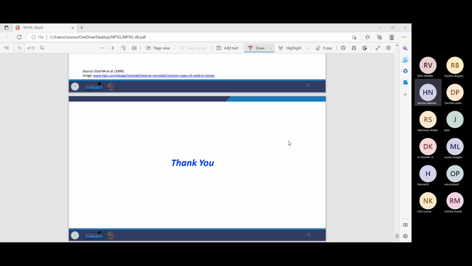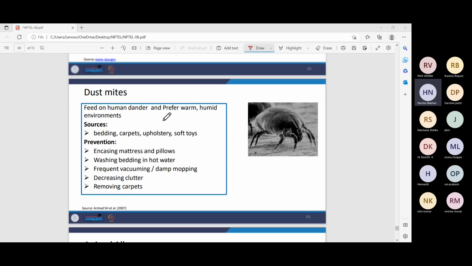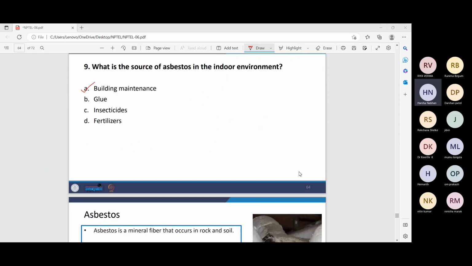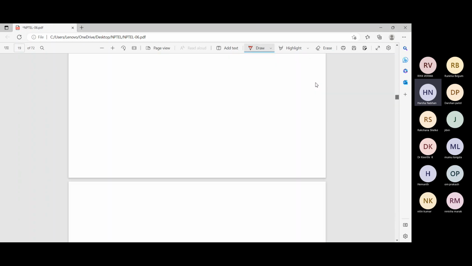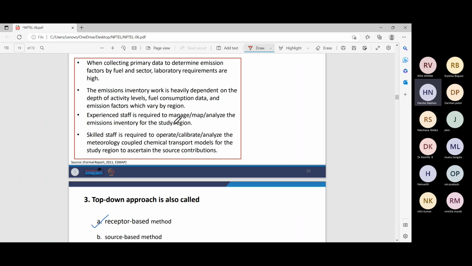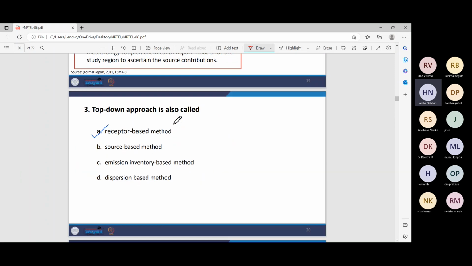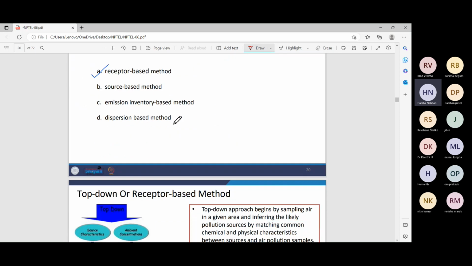Ma'am, I basically have a simple doubt. Bottom up approach means that we start from the source and then go to the source characteristics, and for the top to receptor based method, we go from the source characteristics to the source. Is this correct, ma'am?